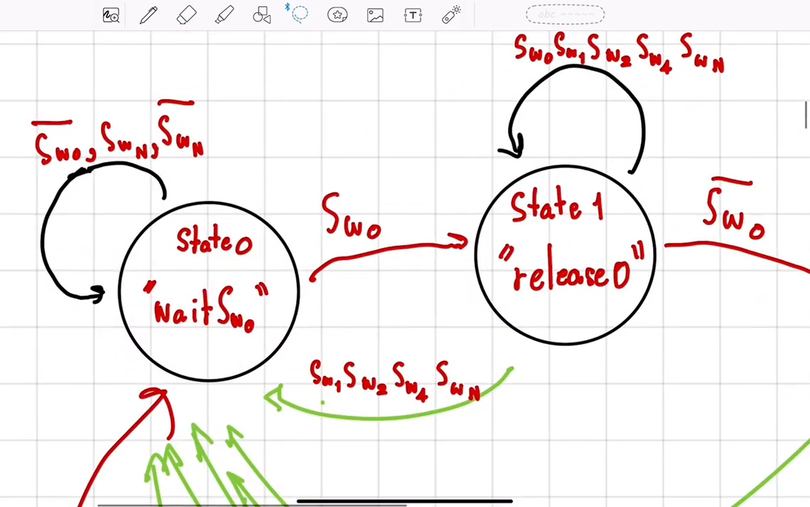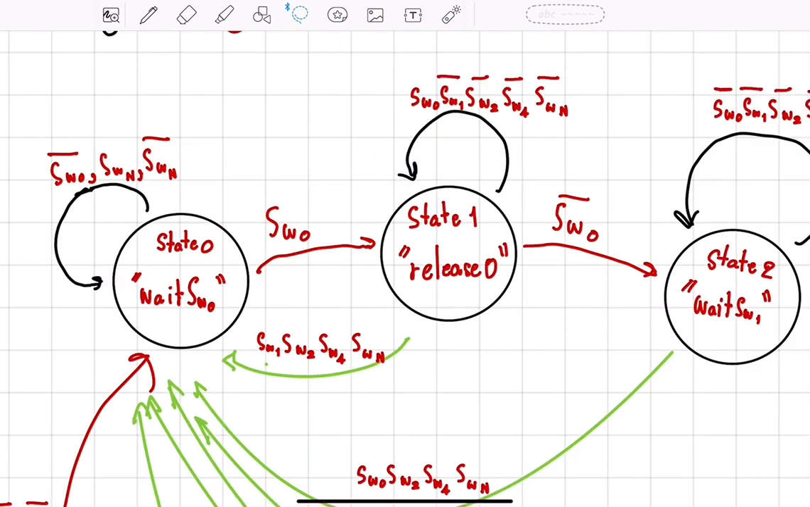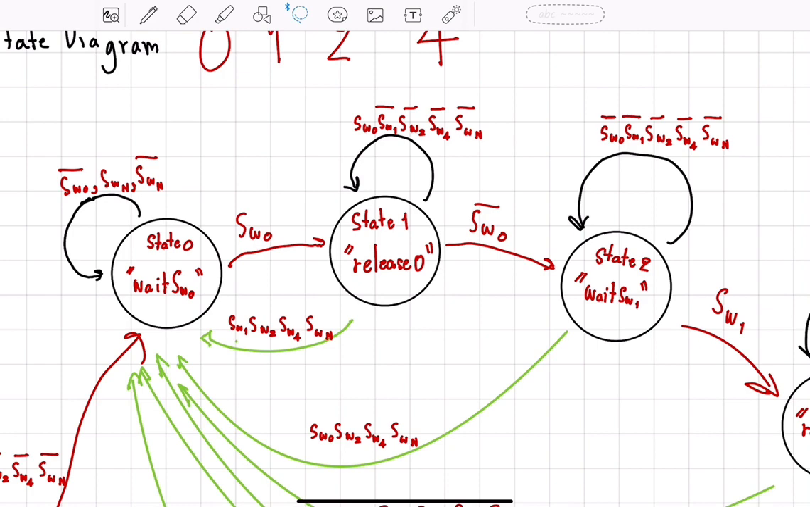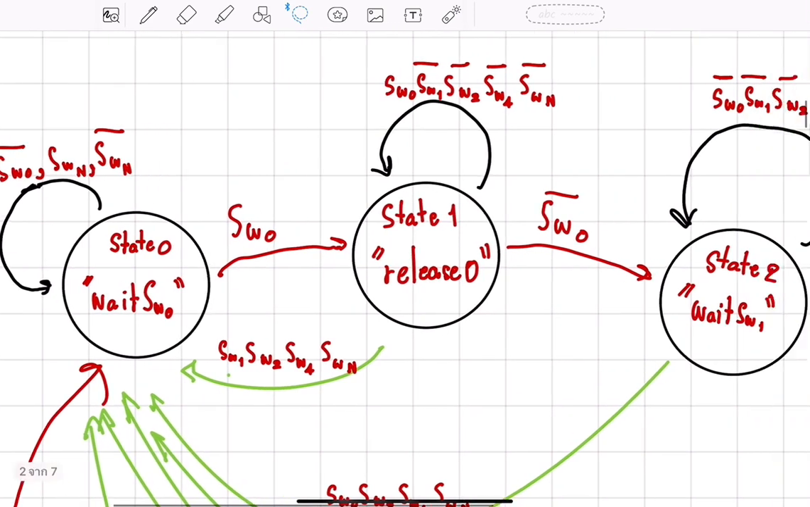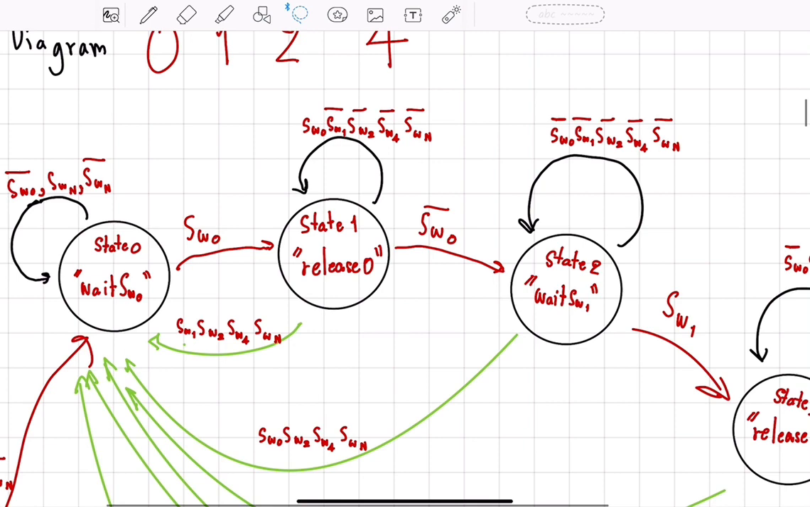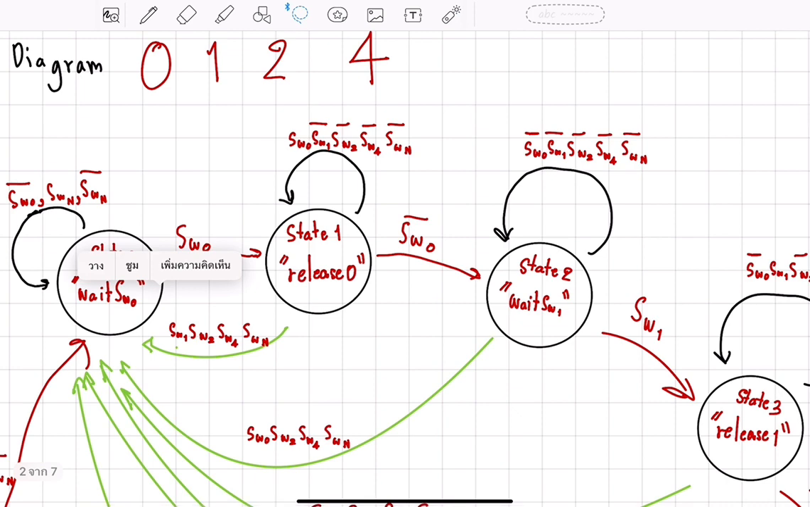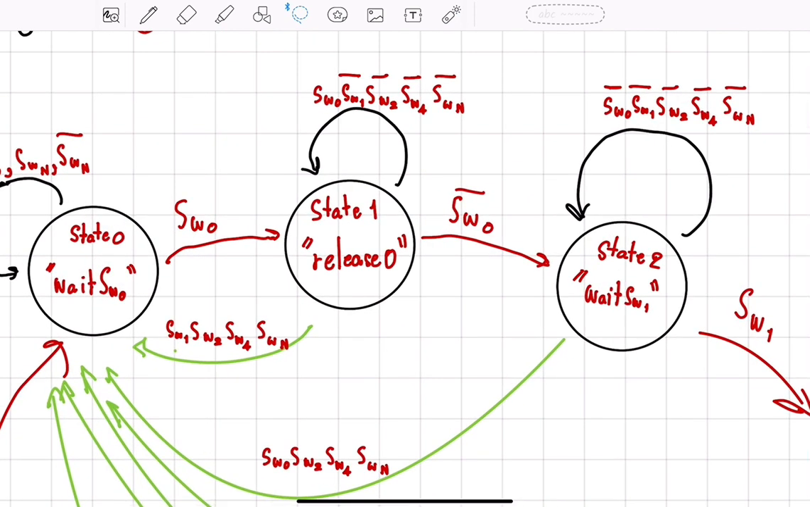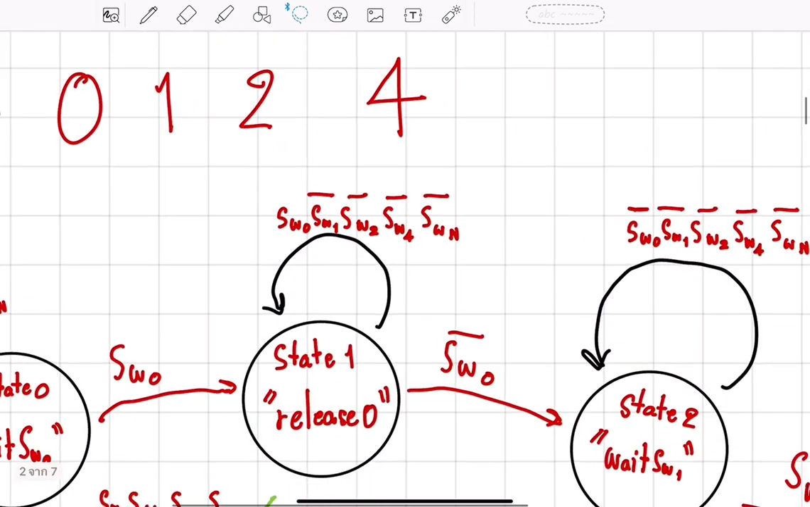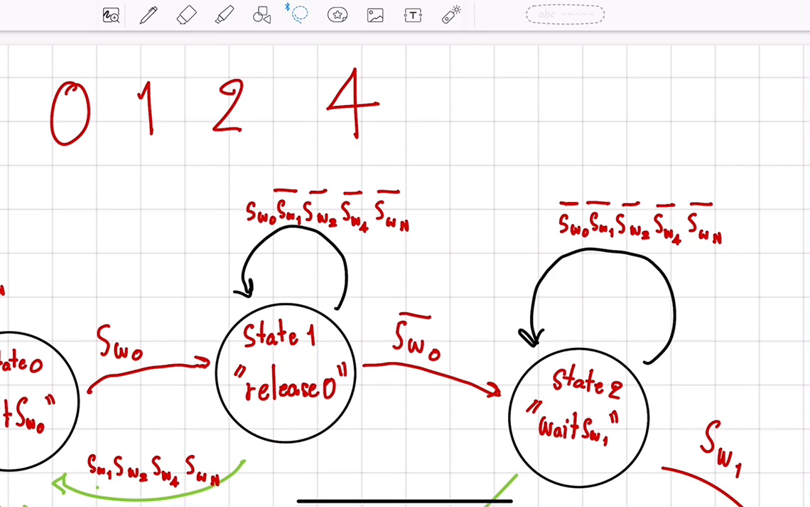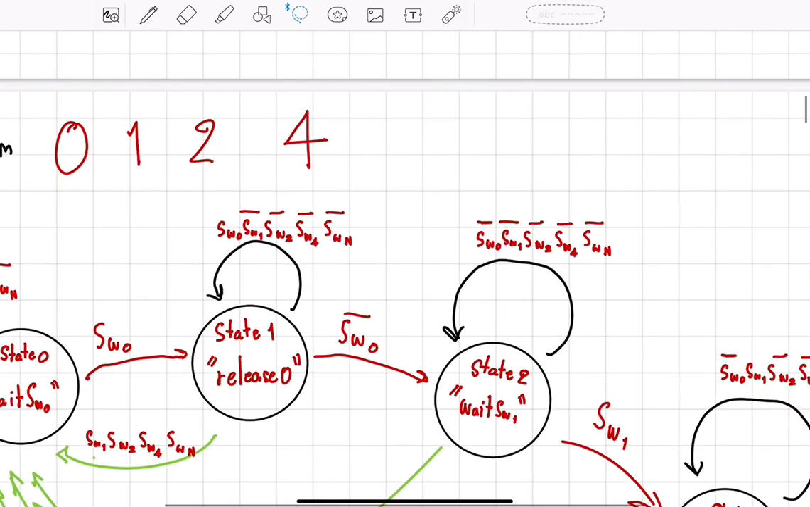Again, state 0. State 0 is wait for switch 0. When I don't put switch 0, it keeps working again. When I put switch N, or don't put switch N, I keep working again in state 0. When I put switch 0, it goes to state 1. State 1 is detect 0. When I put switch 1, switch 2, switch 4, switch N, it goes to state 0. And if I don't put switch 1, 2, 3, N, and I put switch 0, it returns again in state 1.